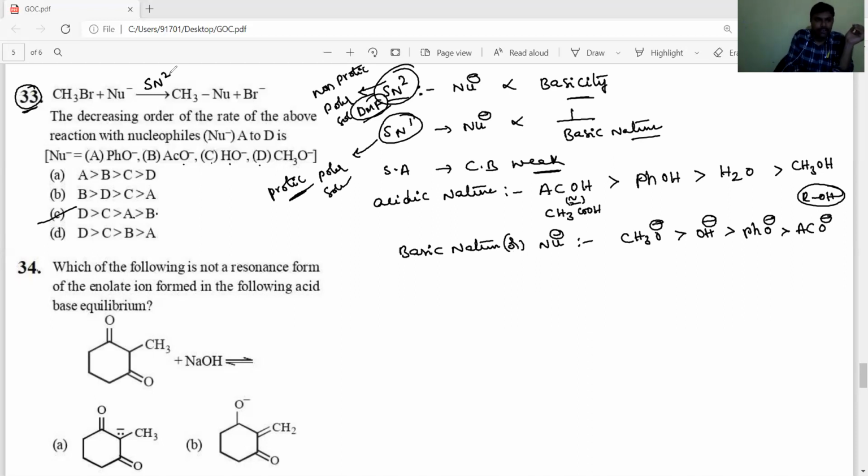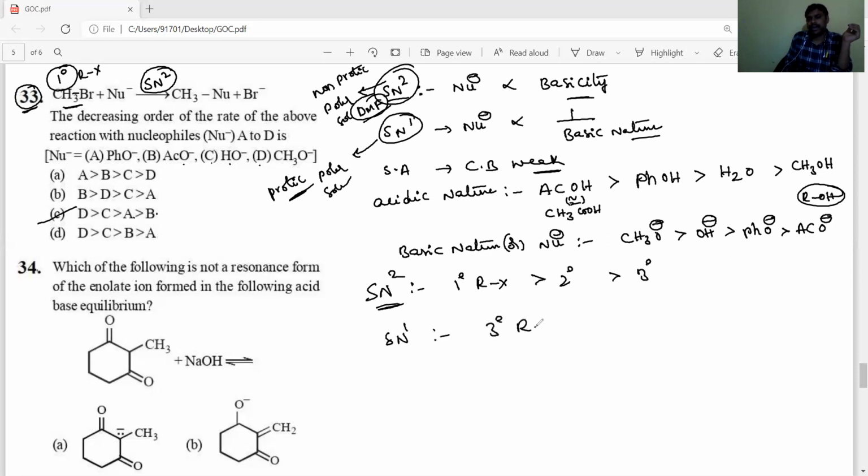And how can I identify whether this reaction is SN1, dear students? Sorry, how can I identify SN2? SN2 means primary alkyl halides react more. Methyl bromide is a primary alkyl halide, that's why it reacts more, then secondary and then tertiary. But for SN1 it is reverse: tertiary alkyl halides react more than secondary and then primary alkyl halides. Okay, students, this is very, very important.